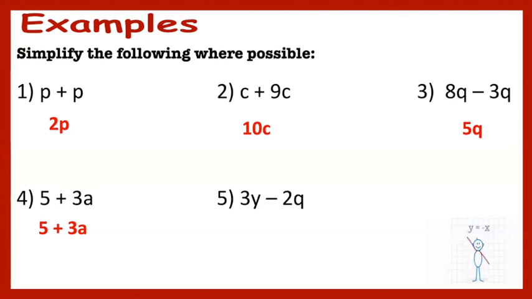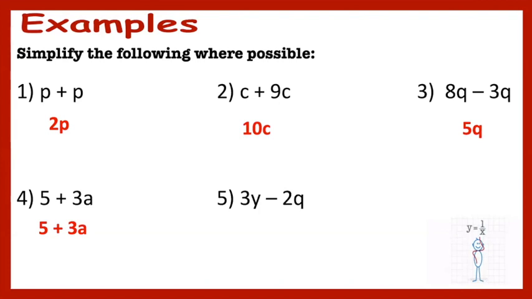Our correct answer is 5 plus 3a. Why is that? Because 5 does not have an a, so it does not have a variable. So we cannot add it to the 3a.